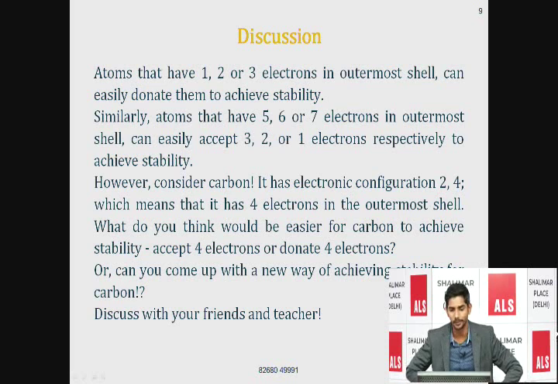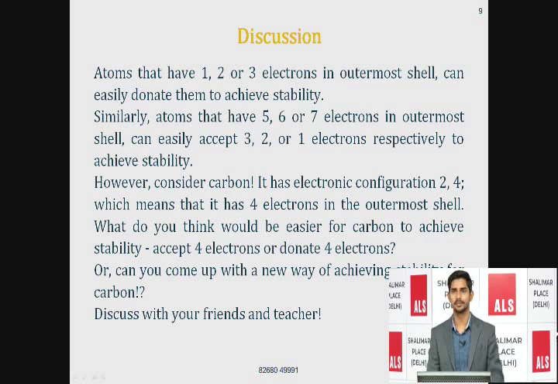However, consider carbon. It has electronic configuration 2, 4, which means that it has 4 electrons in the outermost shell. What do you think would be easier for the carbon to achieve stability, accept 4 electrons or donate 4 electrons? Or you can come up with a new way of achieving the stability for the carbon. This is the question for you guys. Need not copy the last point.